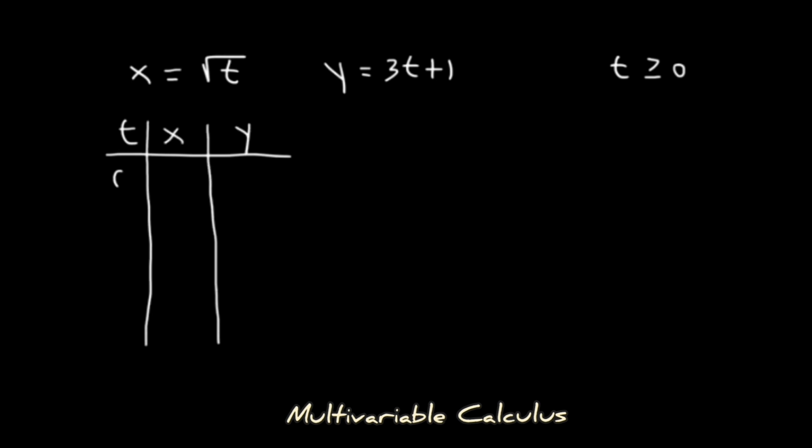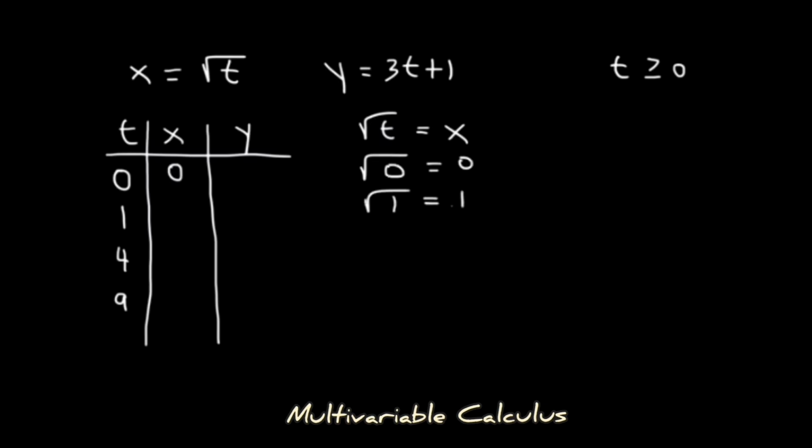So we're going to choose 0, 1, 4, and 9. The reason why I chose those values is because we have the square root of t. So I want to use perfect squares. So let's start with x. The square root of 0 is 0. The square root of 1 is 1. The square root of 4 is 2. And the square root of 9 is 3.